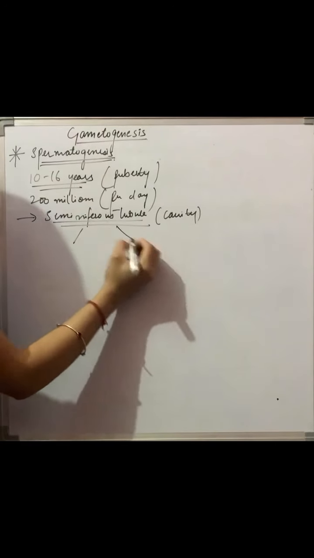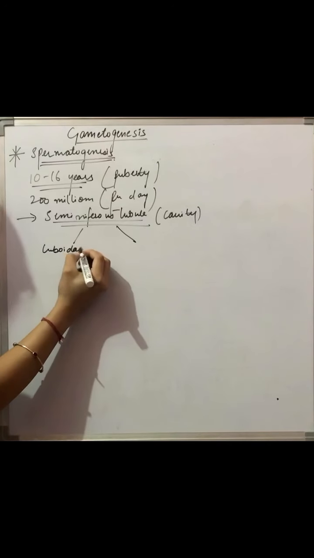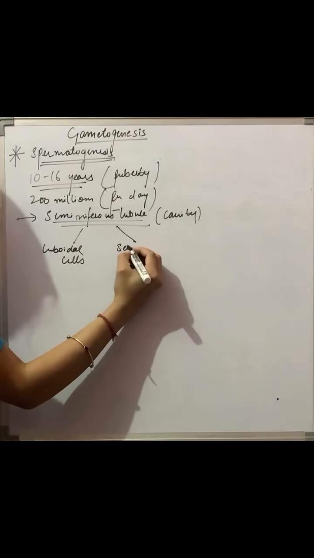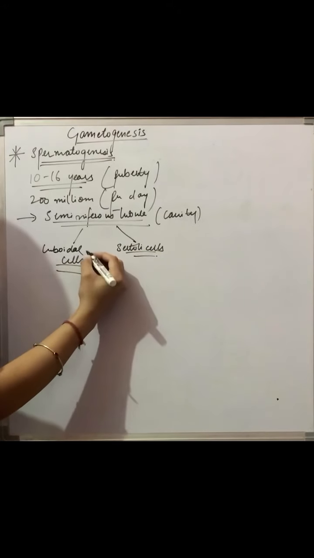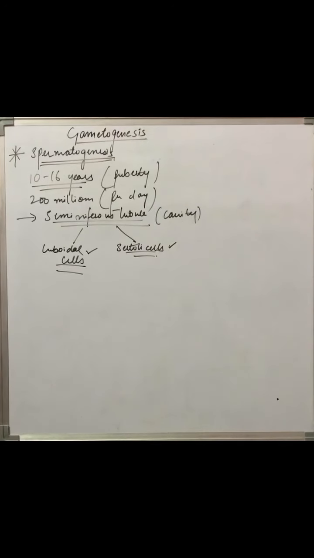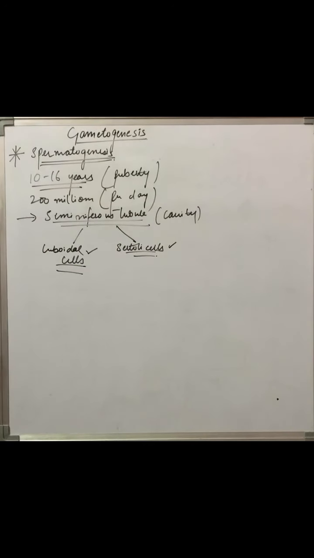Seminiferous tubules contain two kinds of cells, that are cuboidal cells and Sertoli cells. So what are the functions of these two cells? The cuboidal cells help in the process of spermatogenesis, that is the formation of spermatozoa, and Sertoli cells provide nourishment to the formed spermatozoa. So let's discuss the procedure, how the spermatozoa are formed.